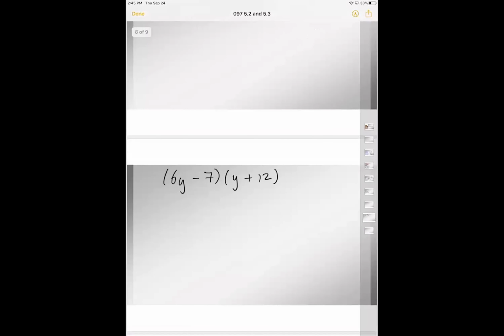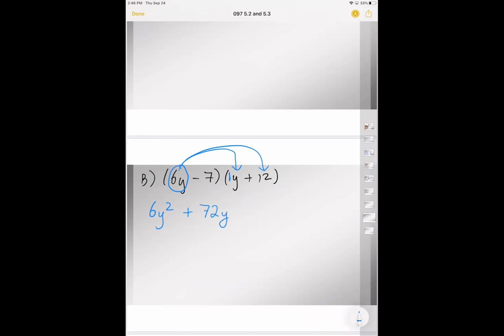So how would we go about doing this problem? Again, same idea: we need to take this item here, the 6y, and distribute it into this item here. You can do this, which is 6 times 1, since this is assumed to be 1. 6 times 1 would give me 6. y times y gives me y squared. And 6 times 12 gives me 72.